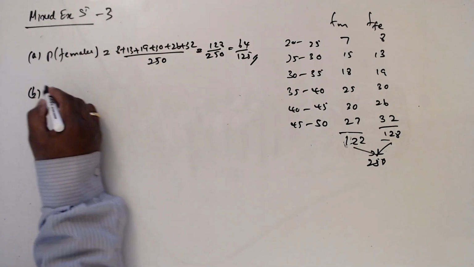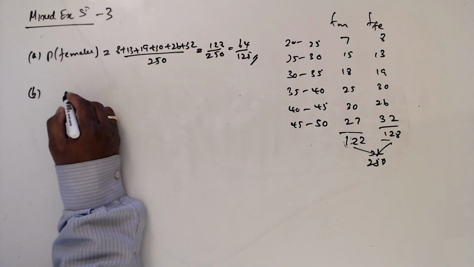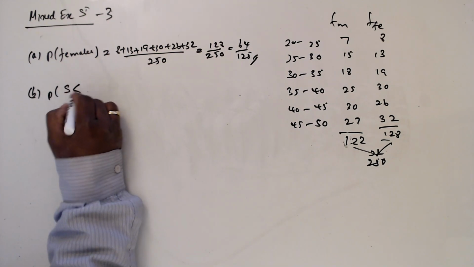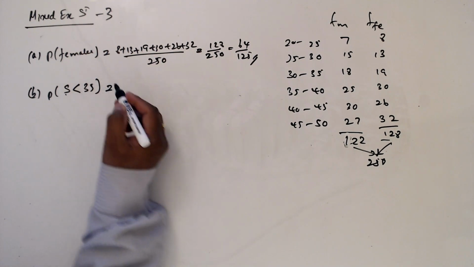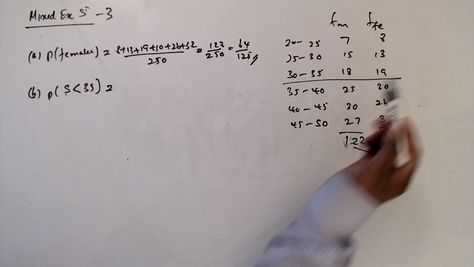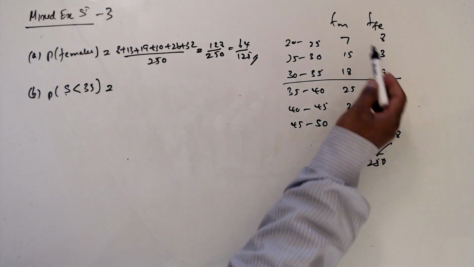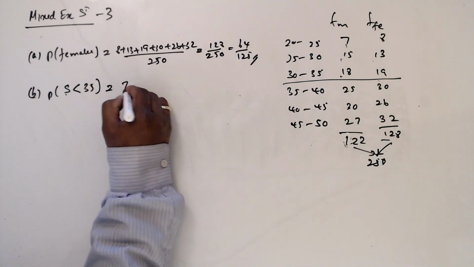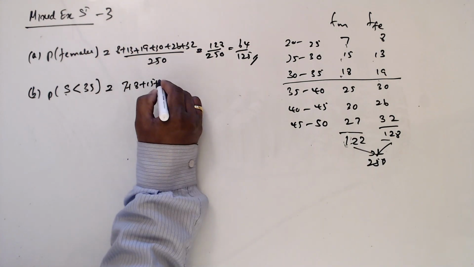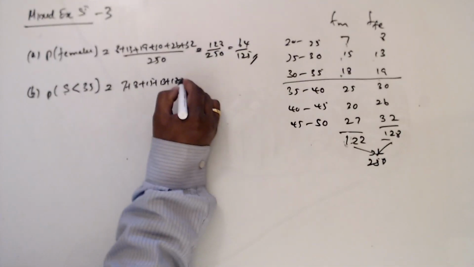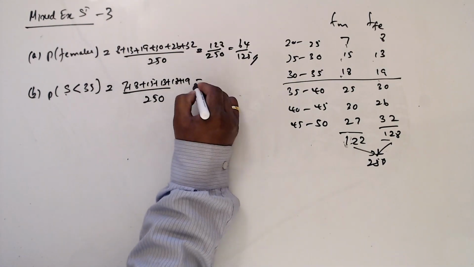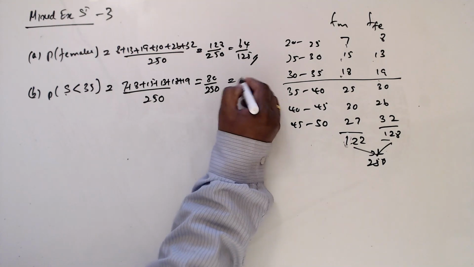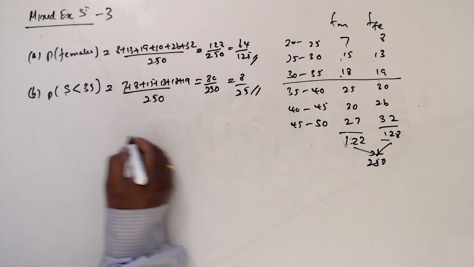Then part B, find the probability that a student scored less than 35. Probability of score less than 35. So what is the total? 7, 8, 15, 13, 18, 19. So 7 plus 8 plus 15 plus 13 plus 18 plus 19 out of 250. That is going to be 80 out of 250, 8 out of 25.